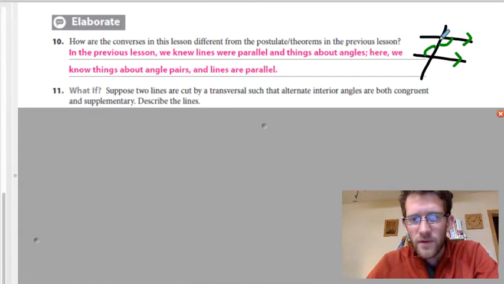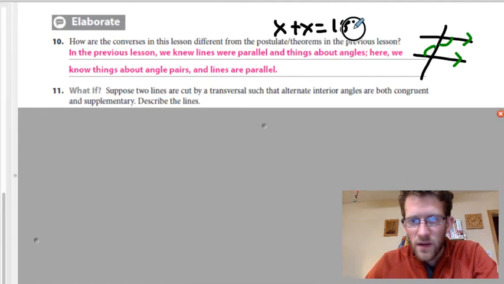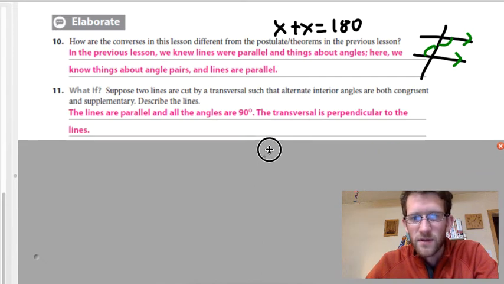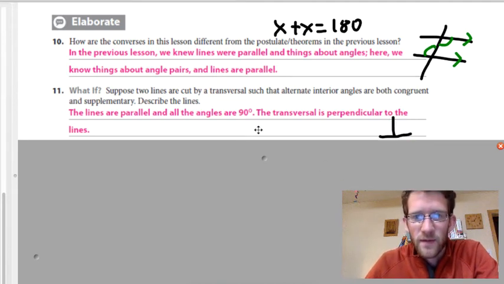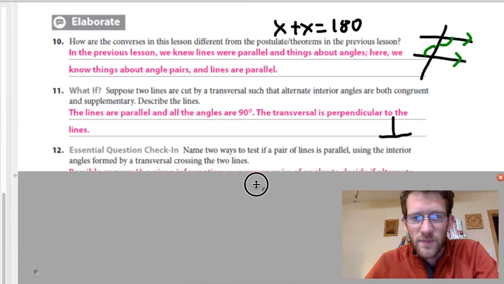So what values? You can think of this as x. We're saying that x plus x equals 180, right? But they're also congruent, so it's x plus x. So what value is x? Well, it's 90, right? So perpendicular is the term you're going for. The transversal is perpendicular. You should know perpendicular. It'll come up many, many times in the future. Perpendicular to the other two lines.